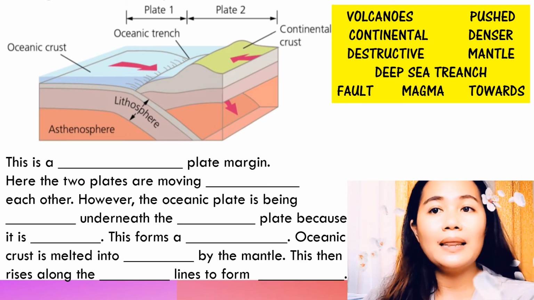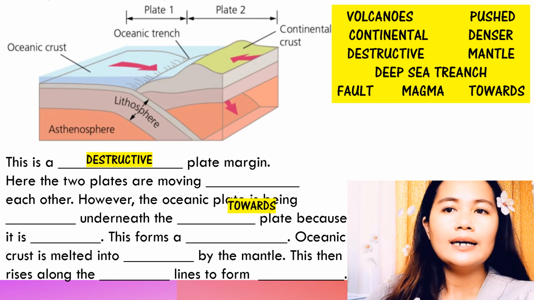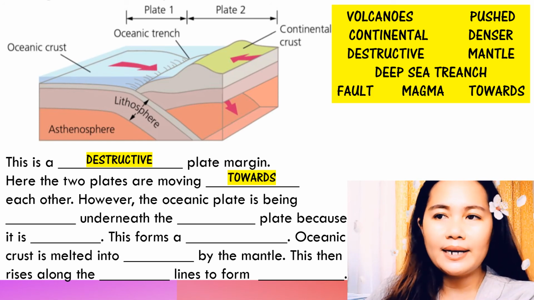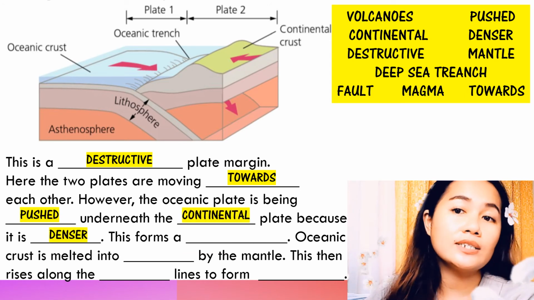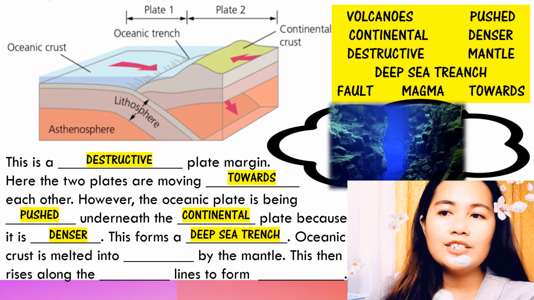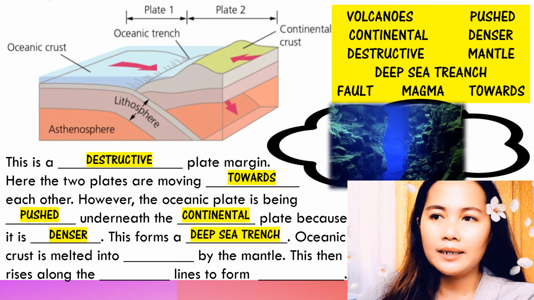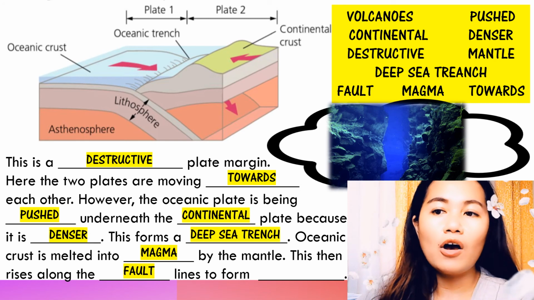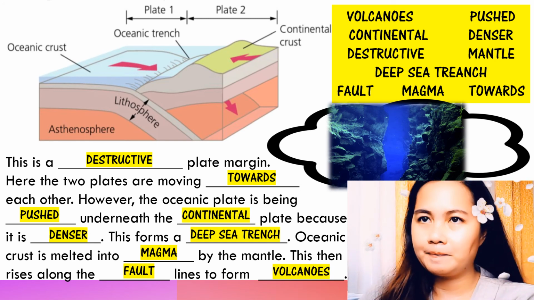This is a blank plate margin. This is a destructive plate margin. Here, the two plates are moving towards each other, and the oceanic plate is being pushed underneath the continental plate because it is denser. This forms a deep sea trench, kantil, ilawom sa dagat. Oceanic crust is melted into magma by the mantle. This then rises along the fault lines to form volcanoes.